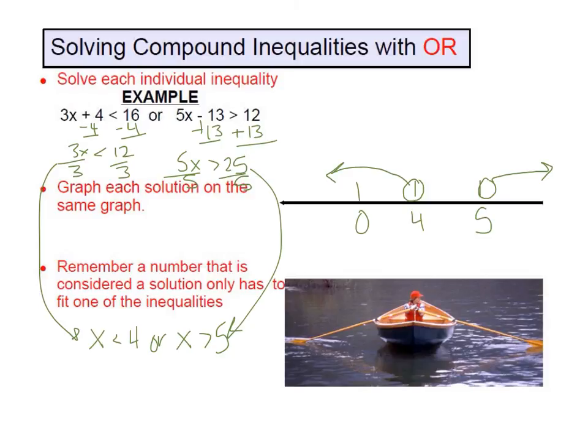You may help yourself remember that an OR inequality has arrows going to the left and to the right. Just like if you're rowing a boat, the oars of your boat, one goes out the right side of your boat, one goes out the left side of your boat. An OR inequality is graphed just the same. An oar to the left and an oar to the right.